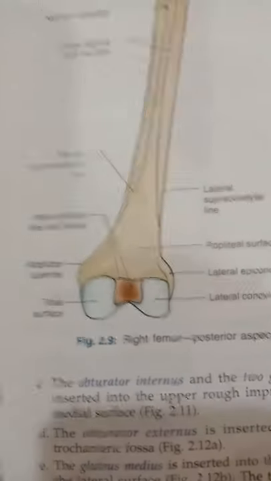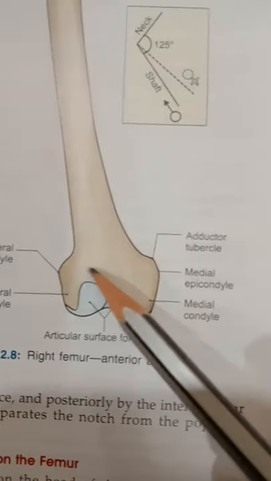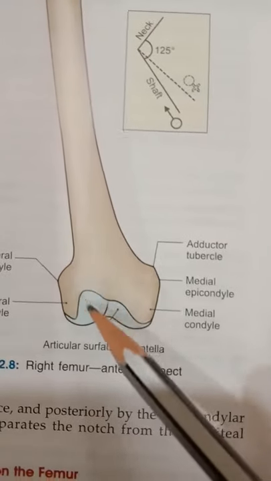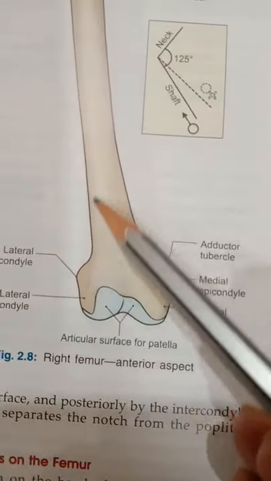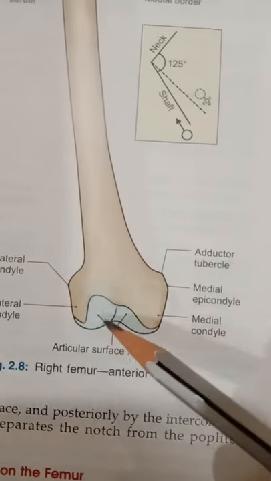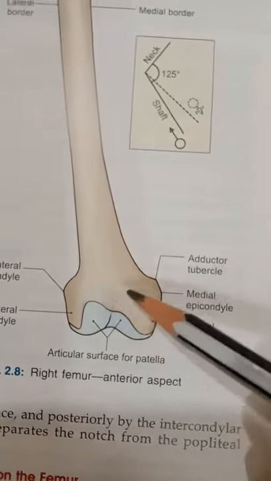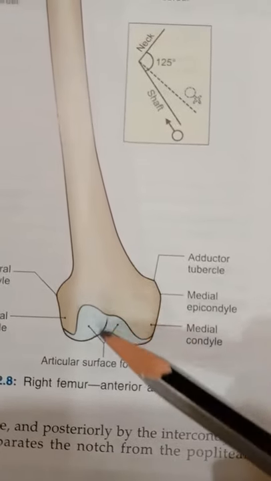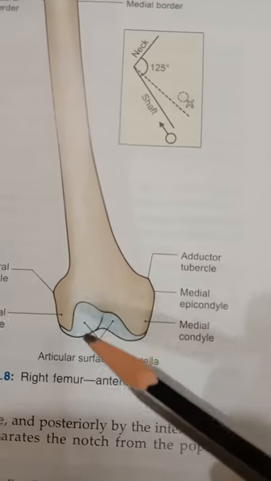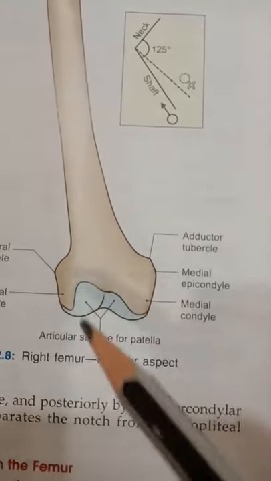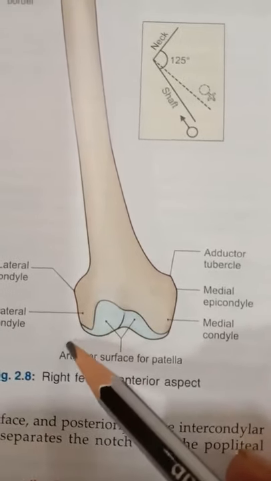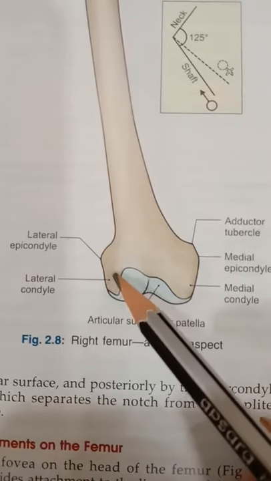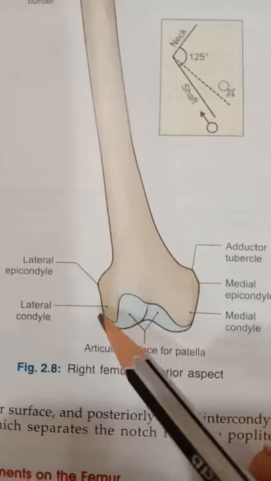Then let's see the lateral condyle. The lateral condyle is flat laterally, as you can see, and it lies more in line with the shaft of the femur, so it takes the greater part in the transmission of body weight to the tibia. It is less prominent than the medial condyle, and it is stouter and stronger. At the lateral aspect there is a prominence called the lateral epicondyle. Here you can see the lateral epicondyle.